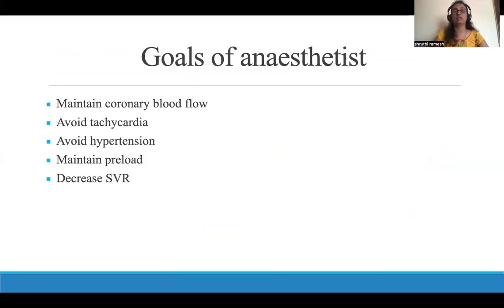Since we know the anatomy, physiology, and pathophysiology, whenever we encounter a patient with coronary artery disease, we now know what the main goals of the anesthetist are. For such patients, as for normal individuals, we have to maintain a proper coronary blood flow. We have to avoid tachycardia. We have to avoid hypertension. We have to maintain the preload and decrease systemic vascular resistance, that is afterload.